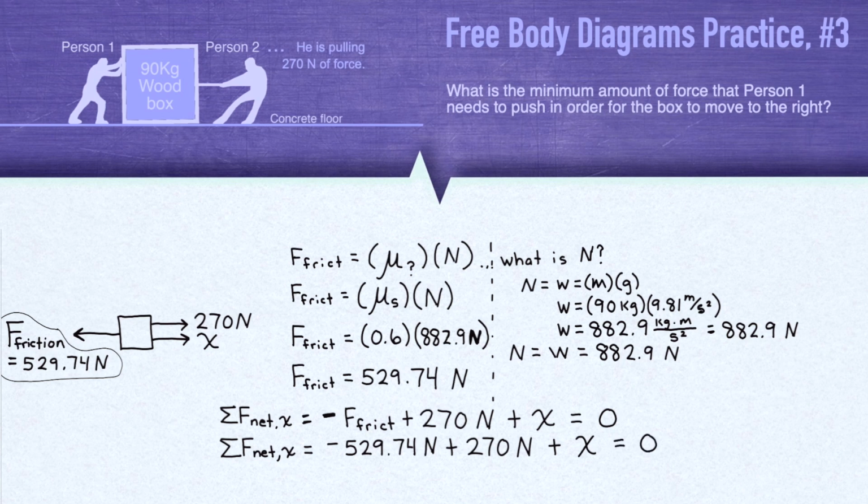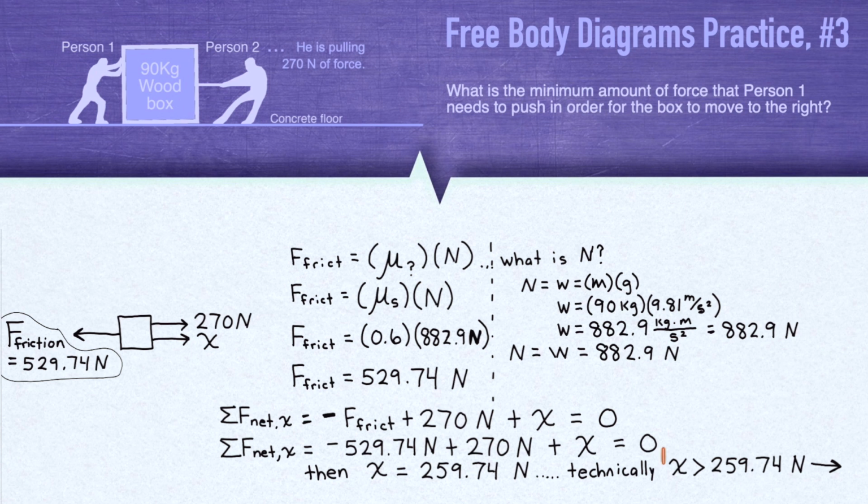Equals 0. So when I solve for x, x turns out to be 259.74 newtons in this direction. So in other words, person 1 is going to have to push 259.74 newtons in this direction in order for the box to move. Actually, technically, he's going to have to push harder because he wants to move the box. So I'm going to say that x has to be greater than 259.74 newtons in order for the box to move to the right, which is the answer to the question. What's the minimum amount of force that person 1 has to push in order for the box to move?